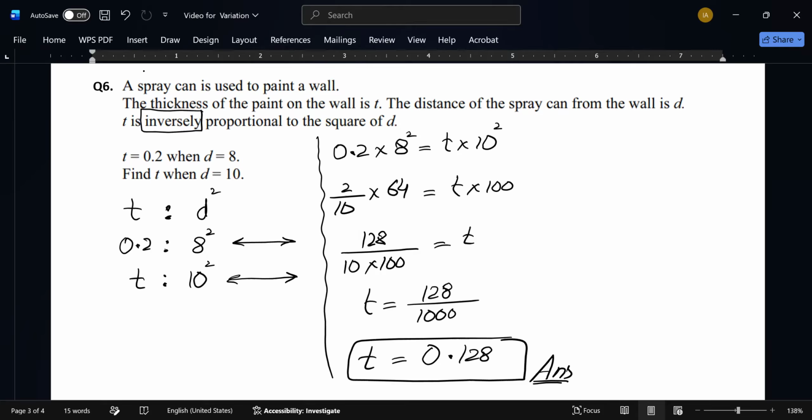So I repeat, remember carefully when you have a direct proportion or an inverse proportion, how do you multiply? What is the pattern of the multiplication? That is very, very important.